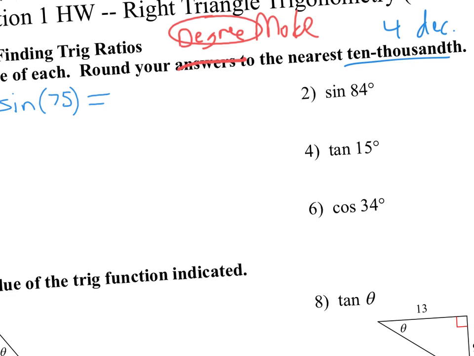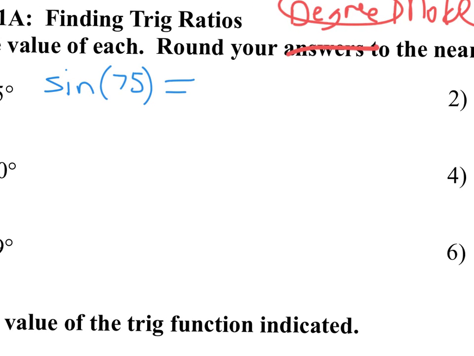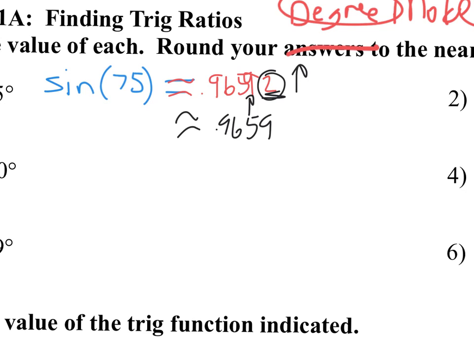So 4 decimal places. I can't actually show you on the calculator here as I'm writing on the interactive whiteboard, but if you do that, it's approximately 0.9659, and go to one more place, which is a 2. You need to look at this place to see, does this number round up or stay the same? If it's 5 or greater, it would round up. Well, it's a 2, so it would be approximately 0.9659.